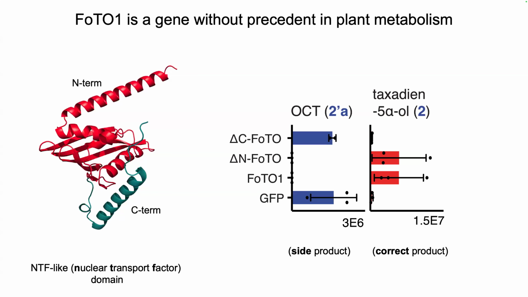So what kind of protein is this? We were really surprised that this gene had such a major impact on biosynthesis because it comes from a family of proteins, these nuclear transport factors that don't have any precedent in plant metabolism. The only characterized plant homologs were relatively distantly related, and they only had roles in protein scaffolding at the nucleus. This is just this small, cute little canonical alpha beta fold, and it has this C-terminal helix, which when we knock it out, we see is important for function.